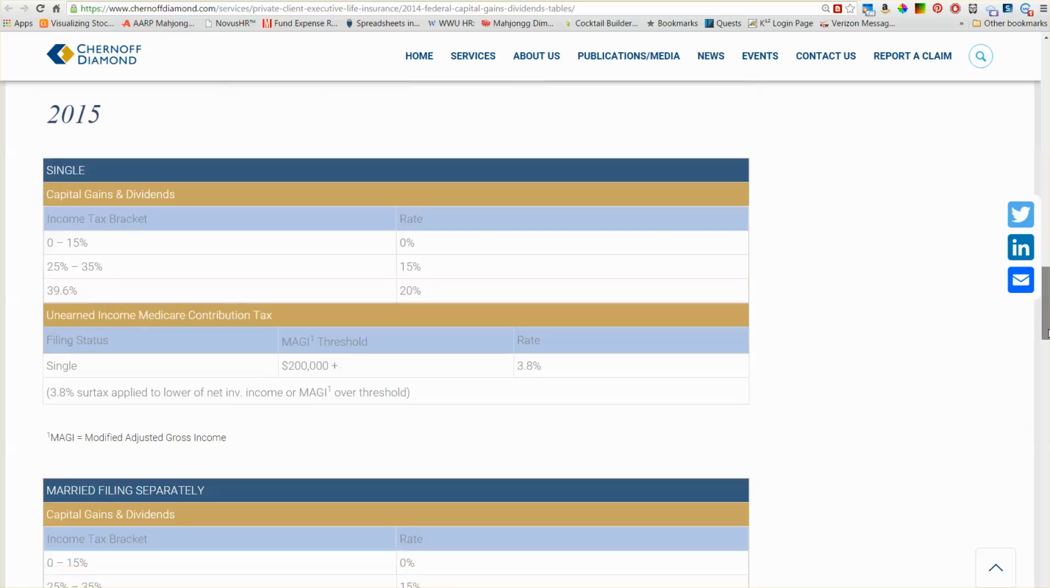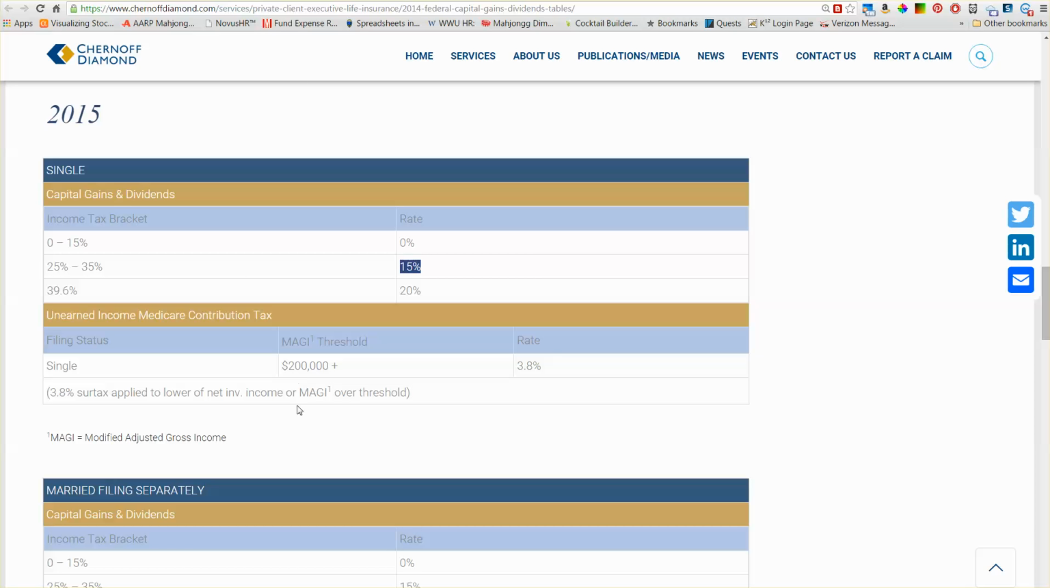Here we go. And so let's say I'm single. I am in the 25% tax bracket. What they probably should have put here was ordinary income tax bracket. But if I'm in the 25% tax bracket, then I pay a 15% tax rate on my capital gains and dividends. And technically, this is long term capital gains and dividends. So this isn't the best table, but this is the information I need to know based on that.